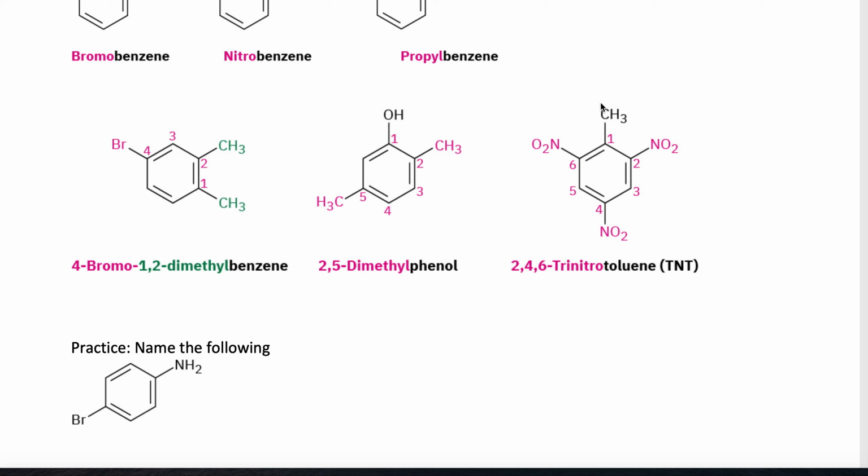If you have a benzene with the CH3, that's called toluene. And it doesn't matter which way you go, the 3 branches are in the same number system. It's always going to be 2, 4, 6. You go clockwise or counterclockwise, the same. 2, 4, 6. Trinitro, meaning we have 3. Nitro is NO2, and that's trinitrotoluene. This compound is also known as TNT, a very popular explosive.